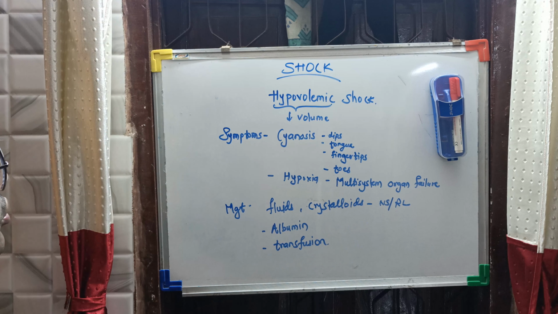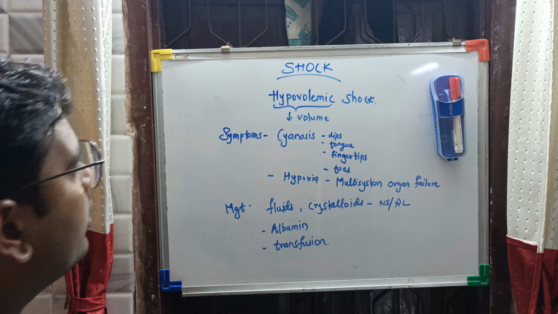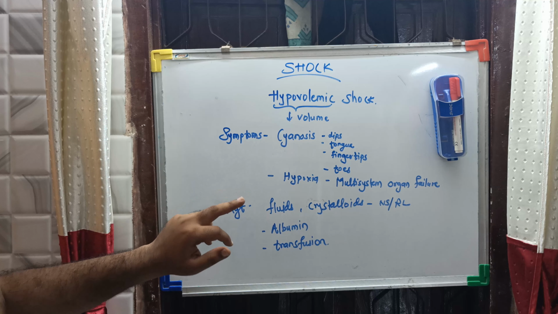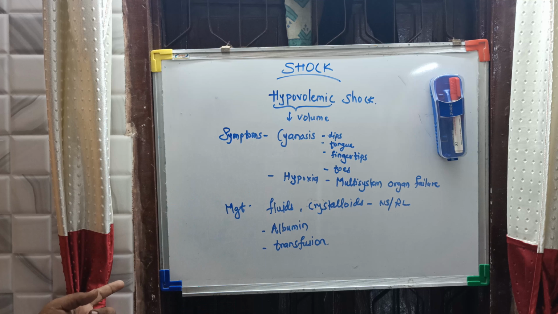Now we will focus on the symptoms of hypovolemic shock. The first one is cyanosis. Cyanosis generally means the bluish discoloration of the body or a body part, such as the lips, tongue, fingertips, toes. Hypoxia. In extreme conditions there may be multi-system organ failure. Now we will focus on the management part.